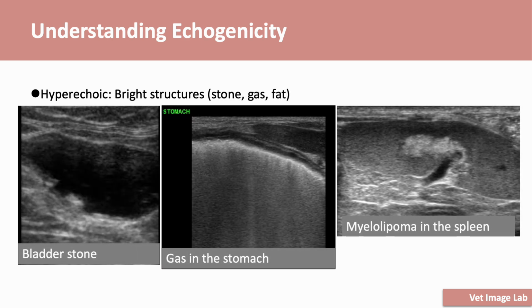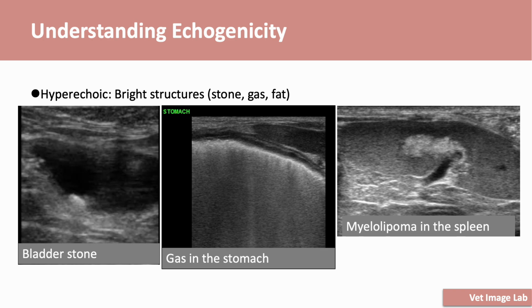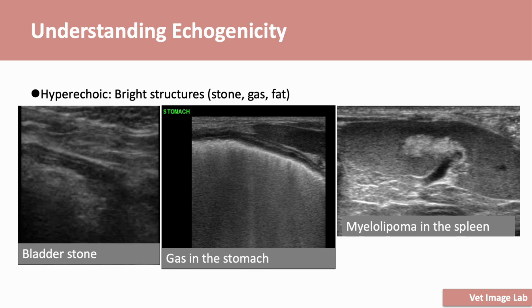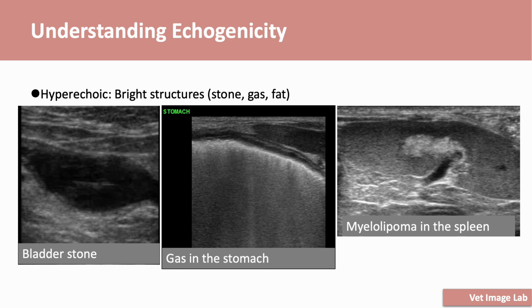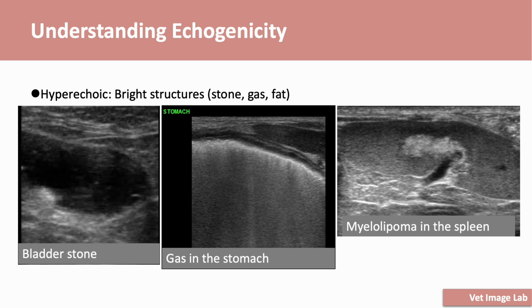Here we have examples of hyperechoic structures, which appear bright because they reflect most of the ultrasound waves. Commonly observed hyperechoic structures include stones, gas, fat, bone, and metal, as they strongly reflect sound waves and produce bright echoes on ultrasound images. On the left, we see a bladder stone.